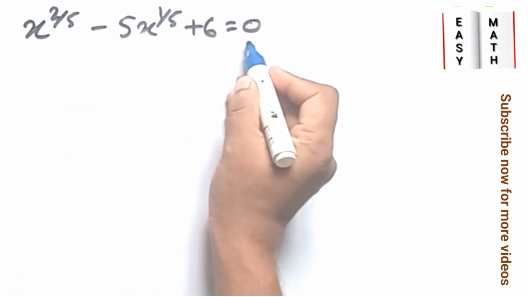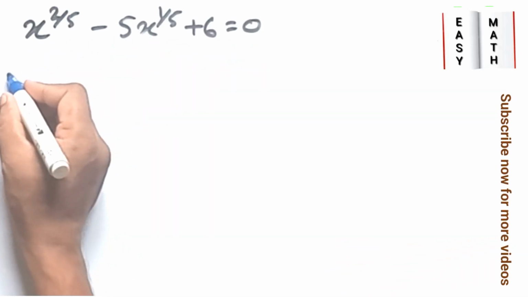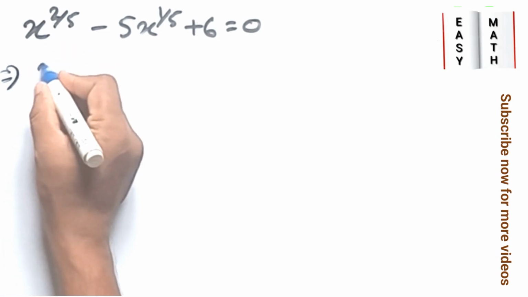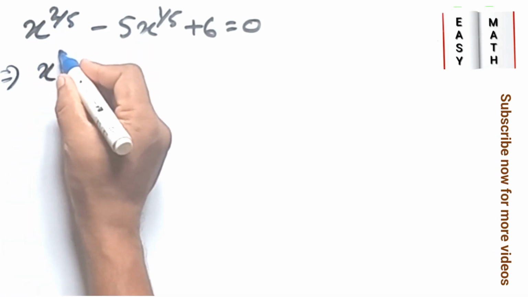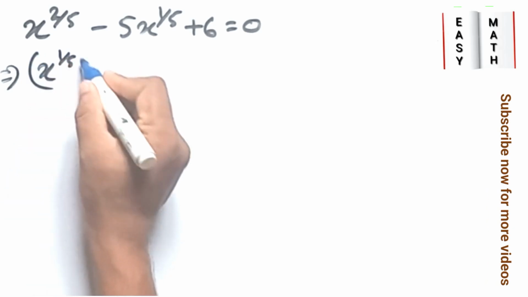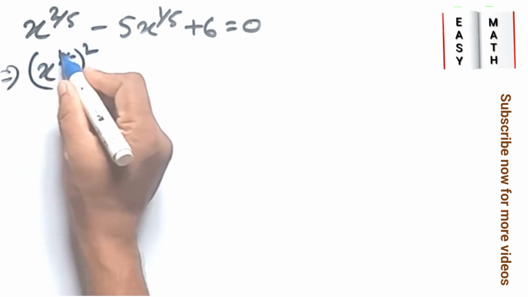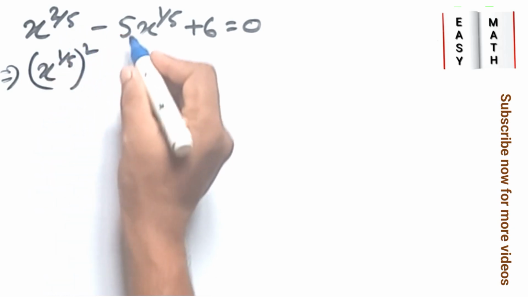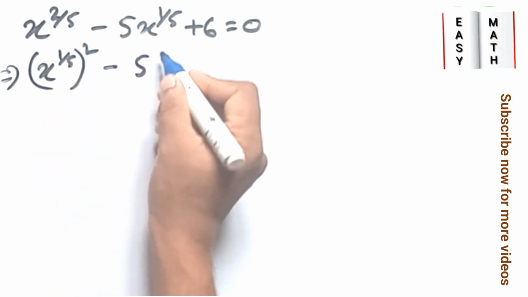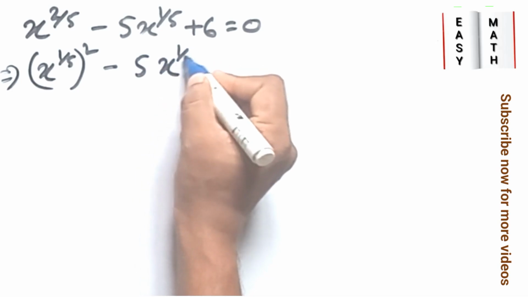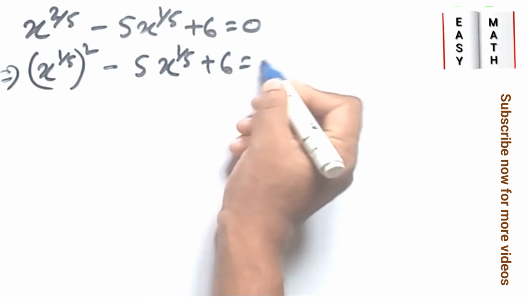From this equation, find out the value of x. First we can write 2 into 1 by 5, and so this is, we can write by 5, and this 6.